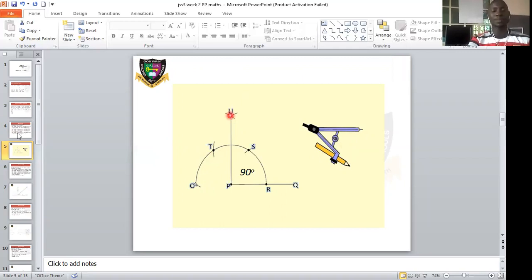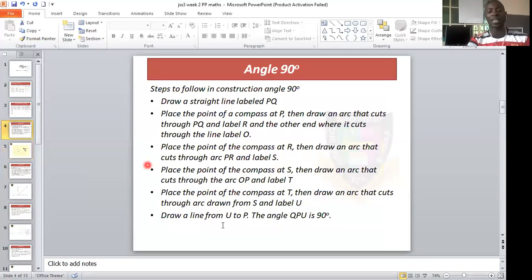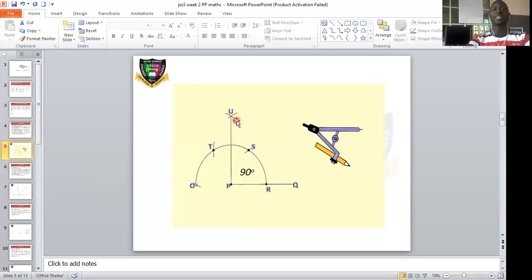The next step says, draw a line from U to P. So you draw a straight line from U to P. The angle QPU is 90 degrees. This is how to draw a 90 degrees angle. The side UP is a perpendicular line. That is a straight line, a 90 degrees line. So you have to follow this step.